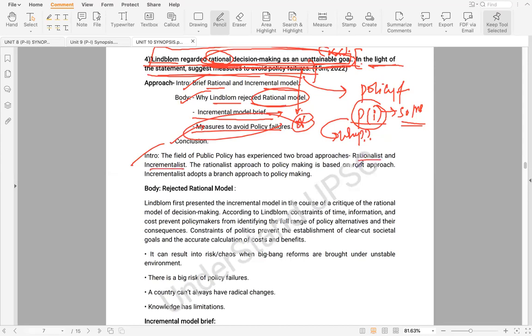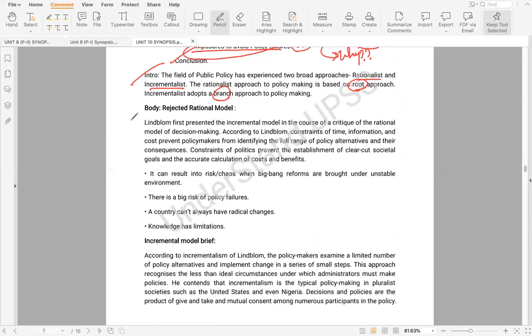The rationalist approach to policy making is based on the root approach. Incrementalist adopts a branch approach to policy making. Body: rejected the rational model. Lindblom first presented the incremental model in the course of a critique of the rational model of decision making. According to Lindblom, constraints of time, information, and cost prevent policymakers from identifying the full range of policy alternatives and their consequences. Constraints of politics prevent the establishment of clear-cut societal goals and accurate calculation of cost.